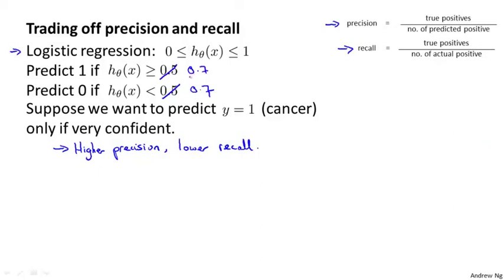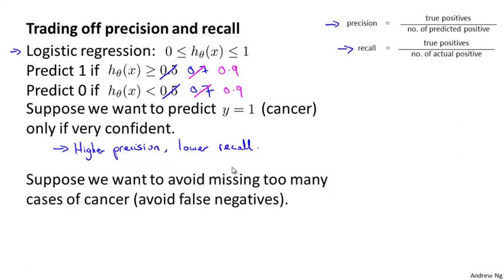And we could even take this further. Instead of setting the threshold at 0.7, we could set this at 0.9, and we'll predict y equals 1 only if we're more than 90% certain that the patient has cancer. And so a large fraction of those patients will turn out to have cancer. So this will be a high precision classifier, but we'll have lower recall because we won't correctly detect that those patients have cancer.